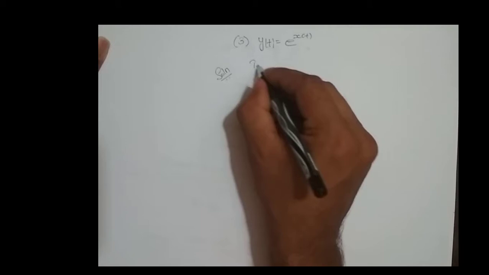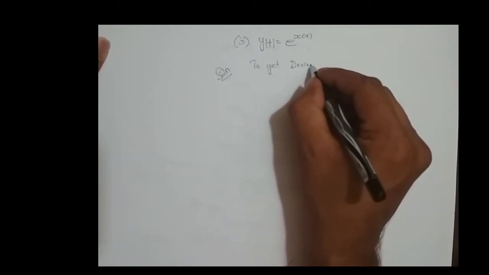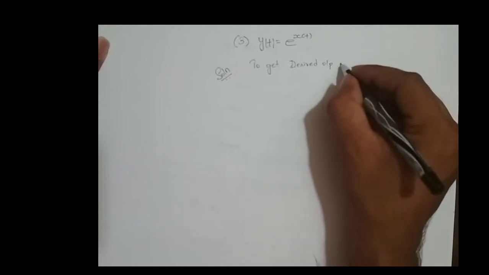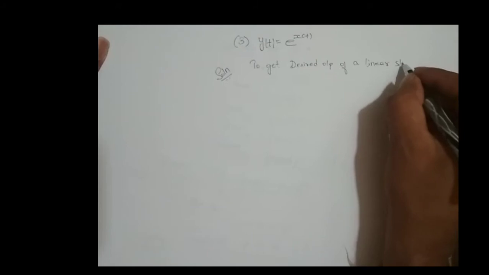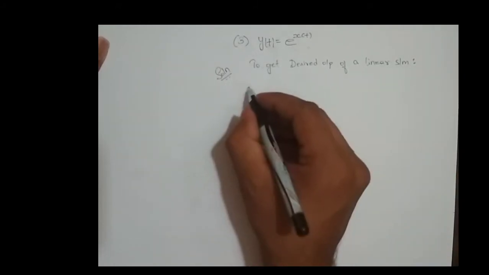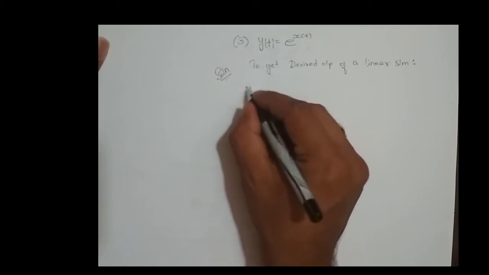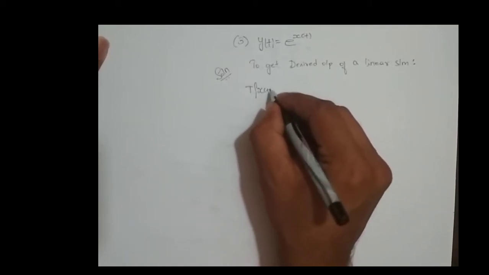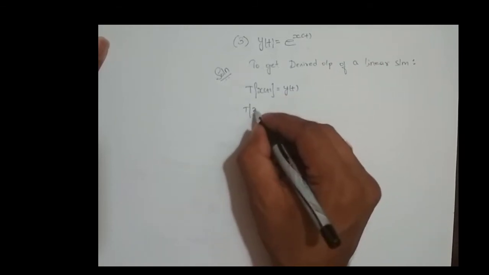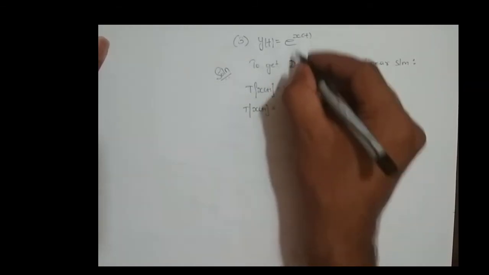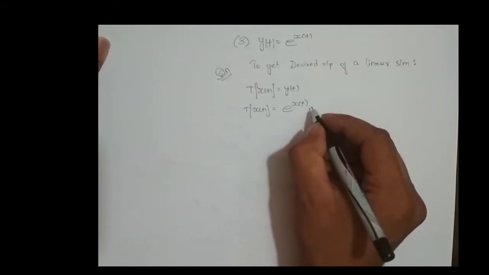What's the first step? I need to get the desired output of a linear system. How do we get the desired output? As per the linearity property, the transformation of x of t is equal to the system output y of t. What is the system output y of t? Y of t is e power x of t.